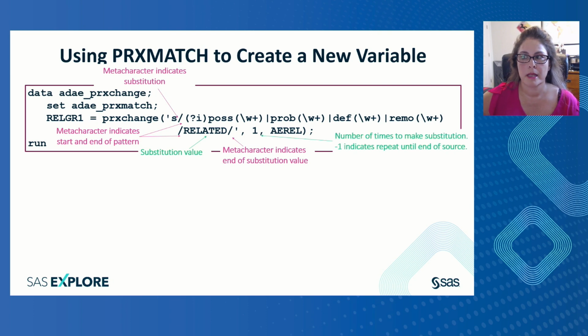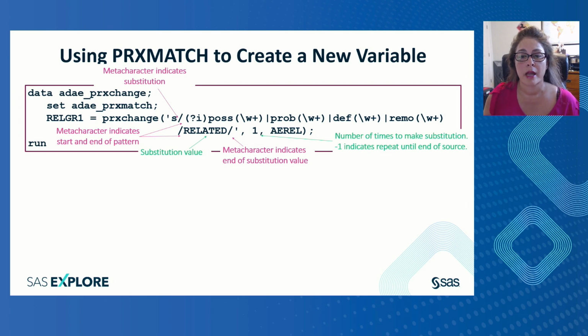And the next argument is going to indicate how many times we want the substitution to be made. So in this particular example, we know that the value can only be substituted once. However, if you use a -1, it indicates that you want to repeat until the end of the source value. As I mentioned, because this particular variable can only contain the one possible value, it's only going to be replacing it one time.